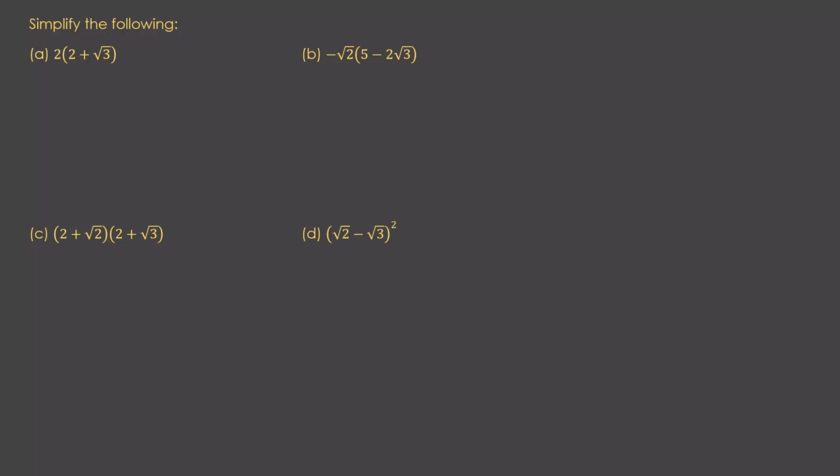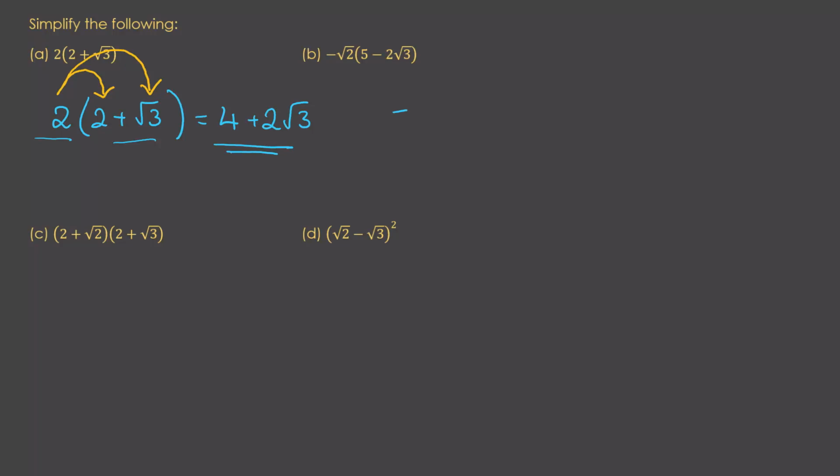Simplify the following. And we know the patterns for expanding brackets. So if I've got 2 plus root 3, what am I going to do here? I'm going to do 2 times 2, and then I'm going to do 2 times root 3, taking into account that this 2 is positive and it's a plus root 3. So 2 times 2 is 4, and 2 times positive root 3 is going to be plus 2 root 3.